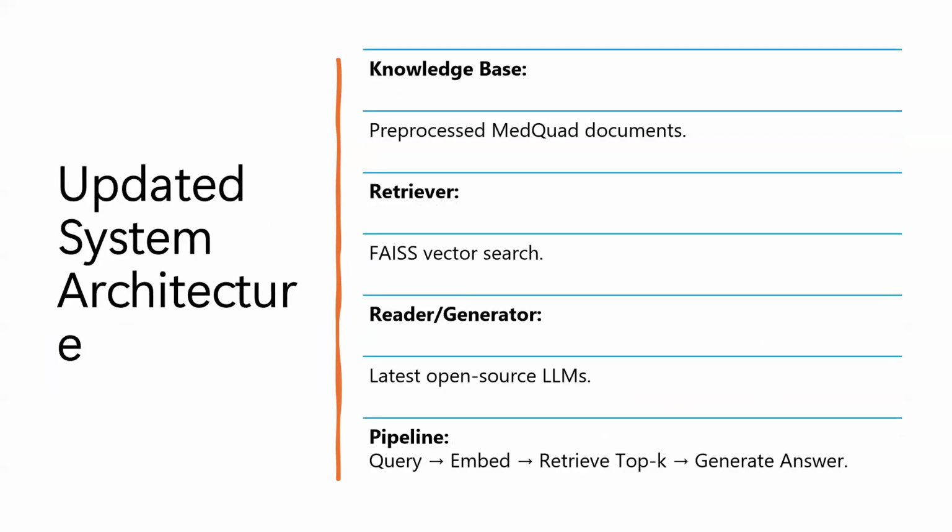Now let's take a look at the updated system architecture. We have restructured the pipeline to work more efficiently. The architecture now starts with a query input, which goes through an enhanced retriever component based on dense retriever models. The top relevant documents are passed to a fine-tuned language model that generates a final response.